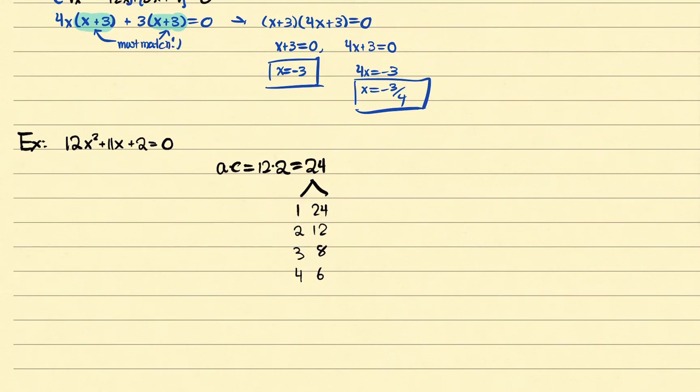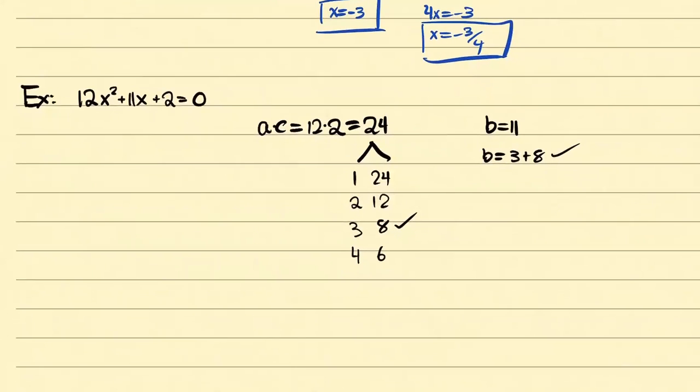Yep, 3 and 8, because when I add 3 and 8 together, I get 11, which is the thing that I want. B is 11. So B is the same thing as 3 plus 8. So those are our winners. So I'm going to rewrite 11x as 3x plus 8x.